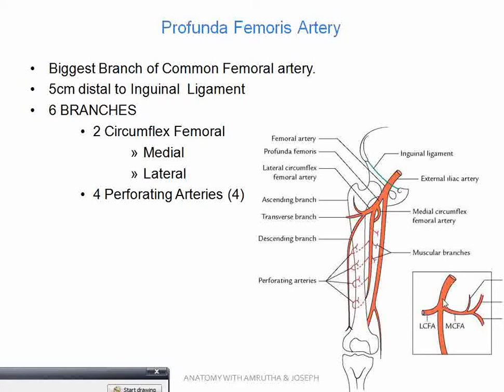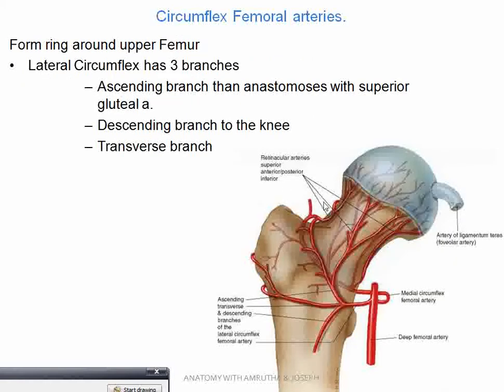So profunda femoris giving medial circumflex femoral artery and lateral circumflex femoral artery. Circumflex femoral arteries, they form ring around the upper end of the femur.